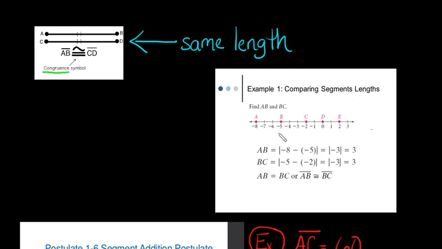And I want to compare that to the length of BC. Well, for BC, you need to take -5 minus -2. When you do that within the absolute value, you get -3, so you need the absolute value of -3, which is 3. So you can say that AB is equal to BC. Or another way to say it, segment AB is congruent to segment BC.